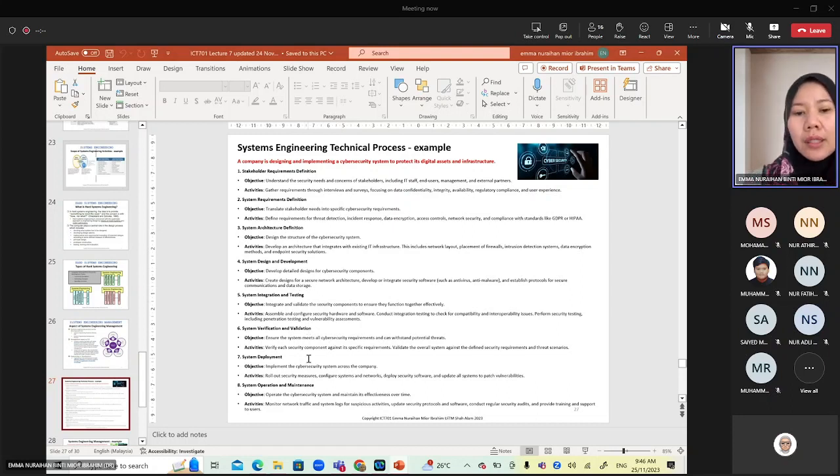I think even system operation and maintenance, even after you have done the post evaluation, after you have implemented, you look at it in the long term and so on. This is an example of how the system engineering technical process looks like. So from here, do you understand?